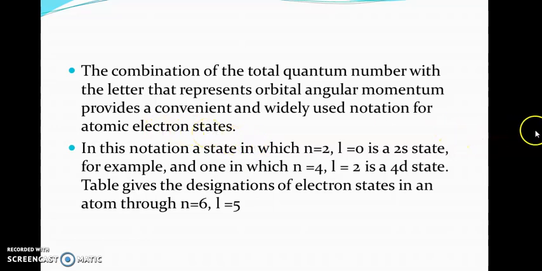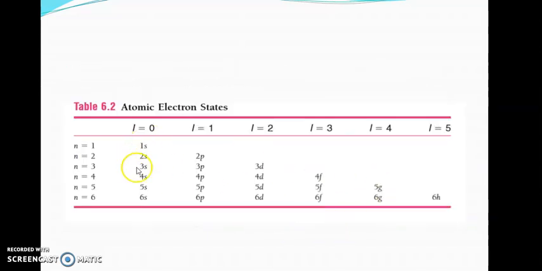So generally we write the principal quantum number as a number, 1, 2, 3, like this. Similarly for L, we know if L is 0 we write S, if L is 1 we write P, and both are written together. So a state in which n equal to 2, L equal to 0 corresponds to 2s state, and a state in which n equal to 4 and L equal to 2 corresponds to 4d state. So the designation of electron states is listed in this table.